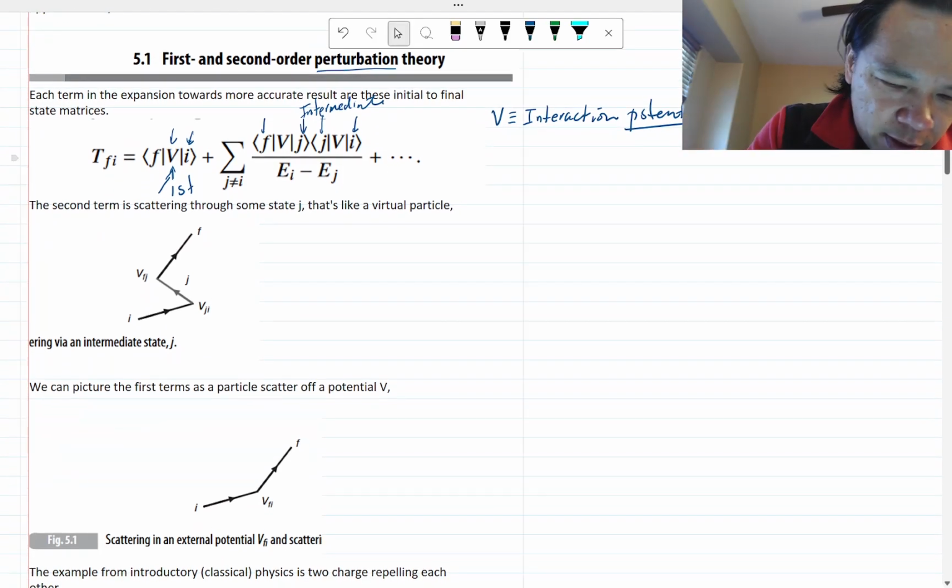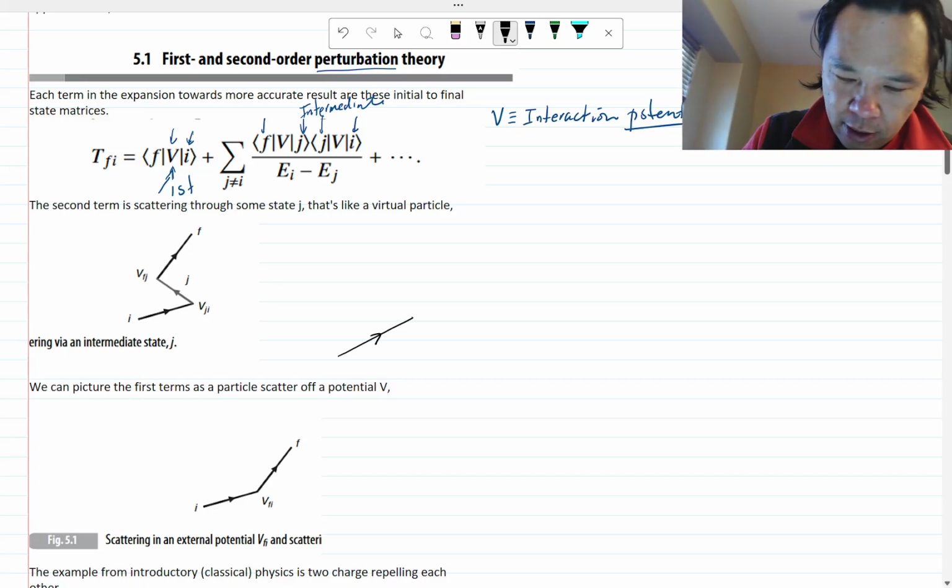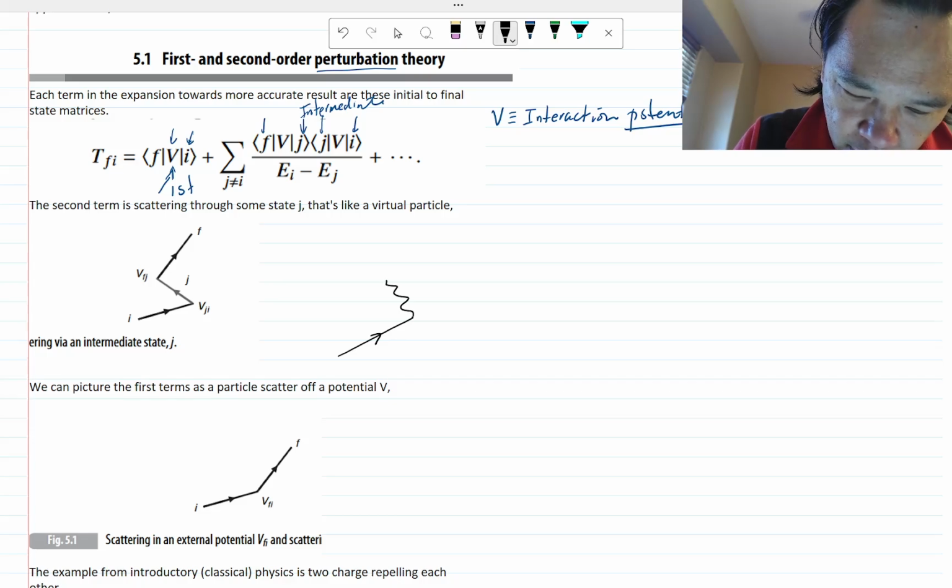So let's talk about the second term real quick. If you want to think about it physically, I'm going to draw my own diagram because it's pretty easy to draw. Let's say you have some initial particle coming in, and it has some interaction. Maybe it's an electron, therefore it emits some photon, and this photon is this intermediate state. This is the initial state.